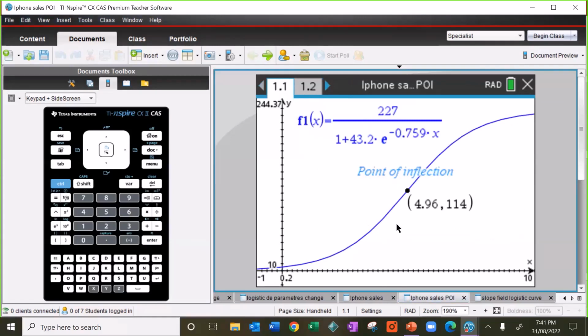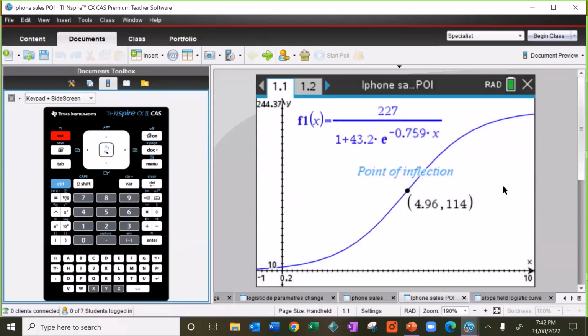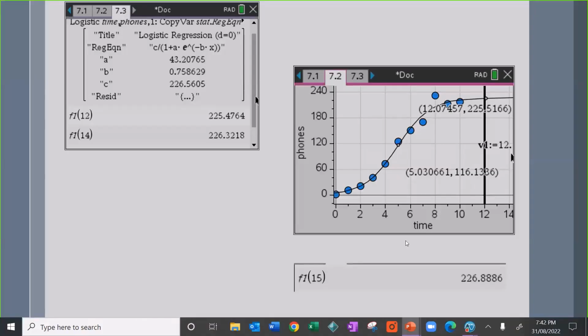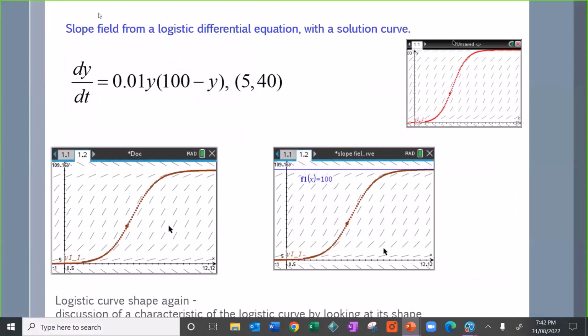And if we again use the function entry, we can find the points of inflection by using analyze graph and number 5, inflection point. And then, of course, there is a discussion: what does this inflection point tell us about the growth rate of the Apple phone sales? So this is predicting.